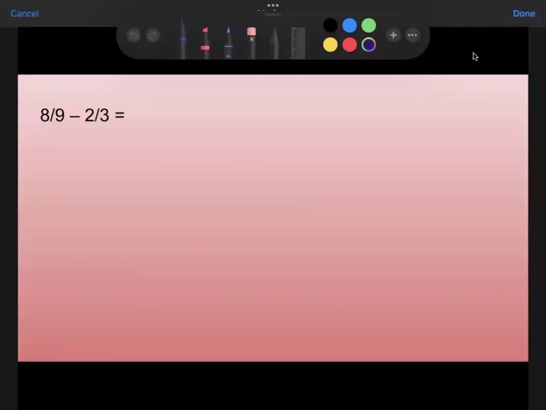Okay, here is our next one. We're going to do 8 over 9 minus 2 over 3. Okay, so again, our denominators are different. I'm going to start with the smaller one, which is 3, to see if I can multiply it to get the larger one. And in this case, I can, because I can do 3 times 3 to get 9. So I'm going to multiply this times 3 and the top of this fraction times 3.